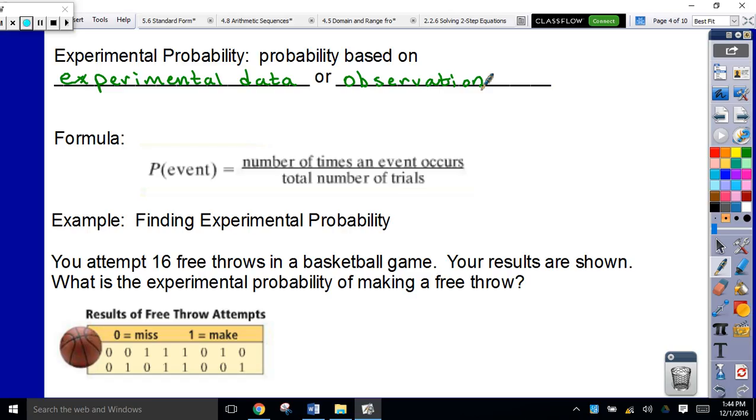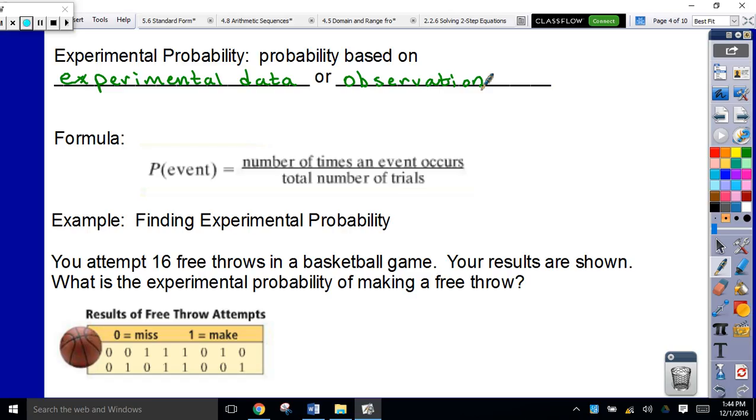So it's the same idea as when we talked about probability yesterday, where we did the number of favorable outcomes over total outcomes. Favorable outcomes is just how many times the event occurs, and total number of trials is still total.